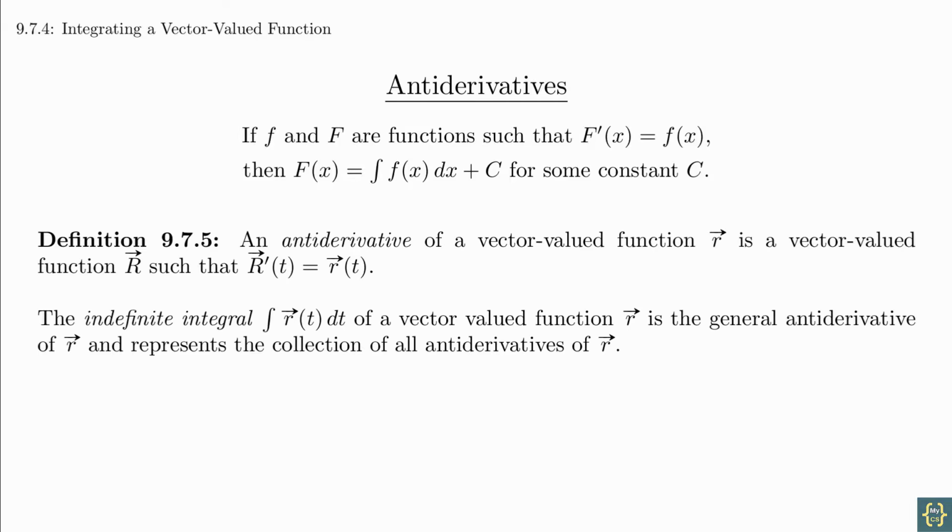Definition: an antiderivative of a vector-valued function little r is a vector-valued function capital R such that capital R prime of t is equal to little r of t. The indefinite integral of little r of t is the general antiderivative of little r, and represents the collection of all antiderivatives of little r. The last part of this statement is a reference to the constant of integration, which will also appear when integrating vector functions. There is not a single antiderivative, but an entire family of them.